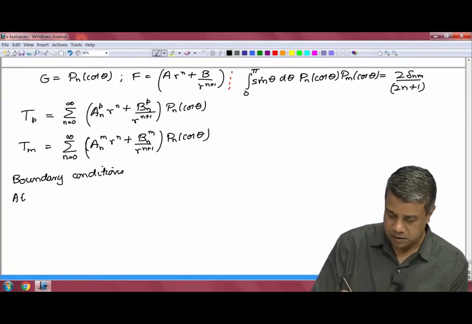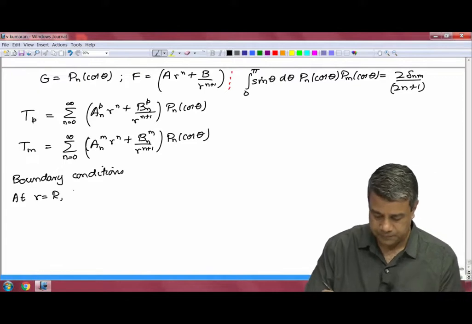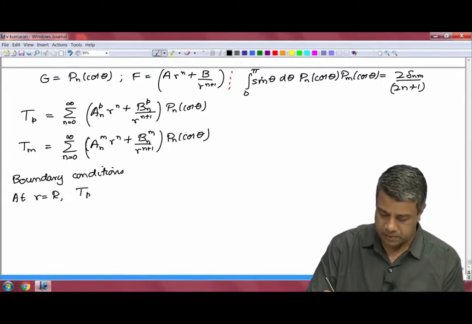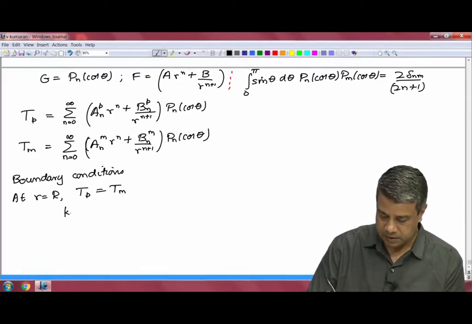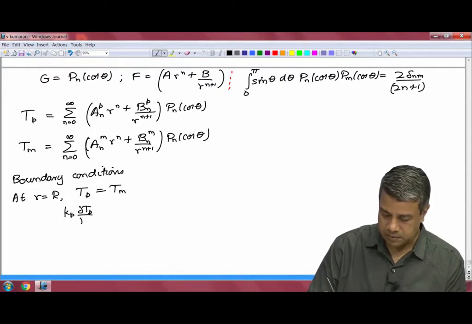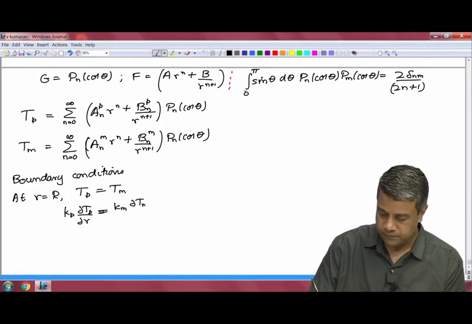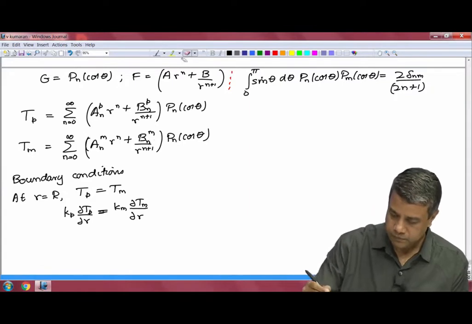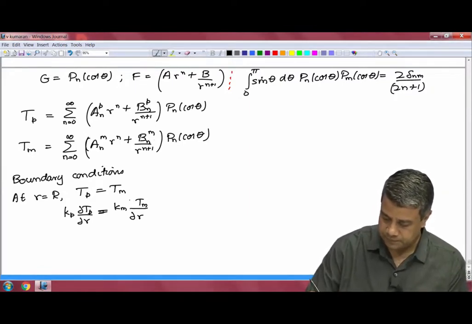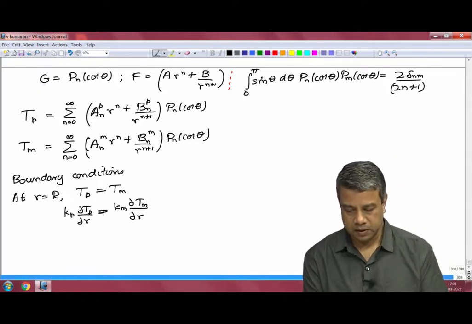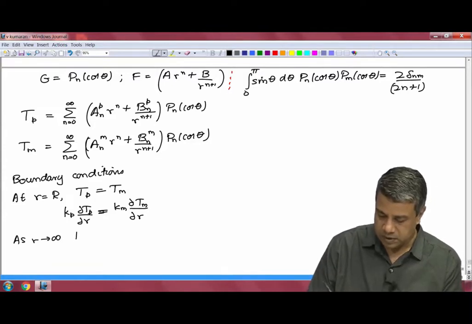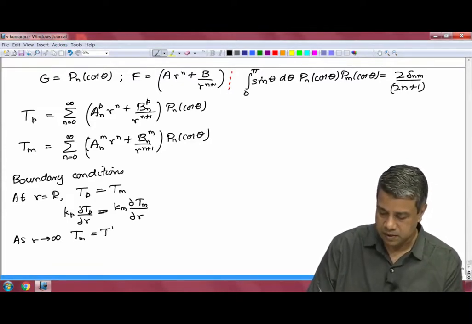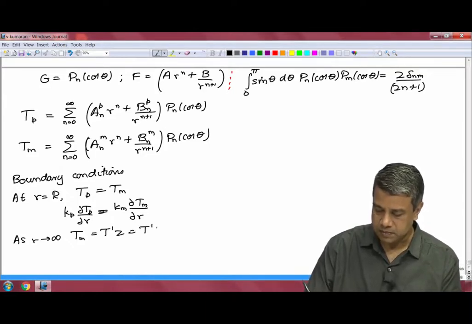At r is equal to R, the temperature of the particle is equal to the temperature of the matrix, and the fluxes are equal, Kp partial Tp by partial r is equal to the matrix flux. Okay, good. And as r goes to infinity, the matrix temperature is equal to T prime z, which is T prime r cos theta.